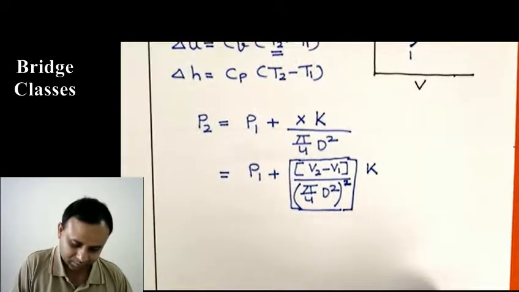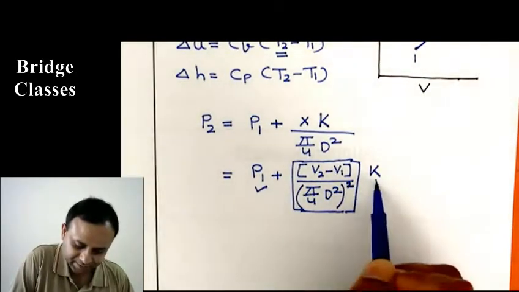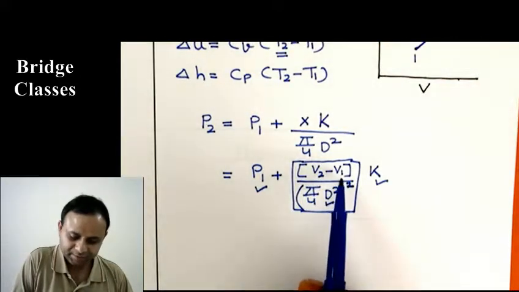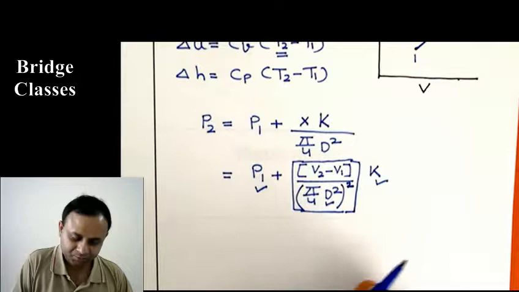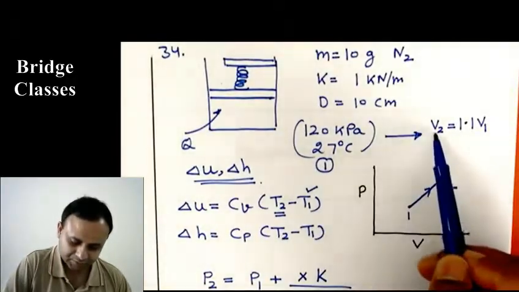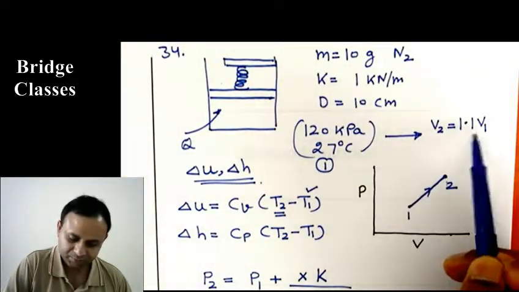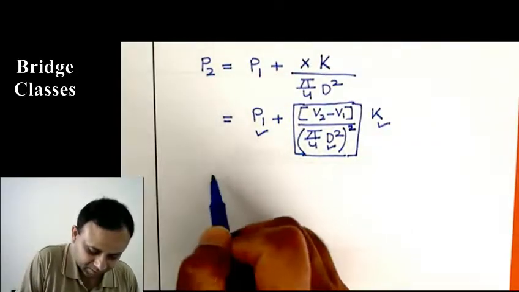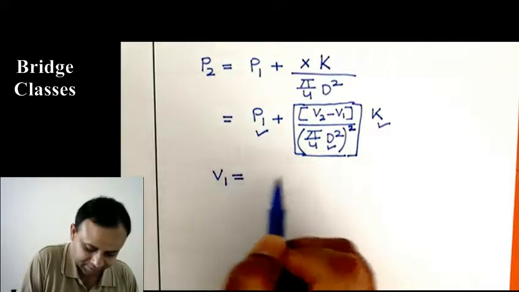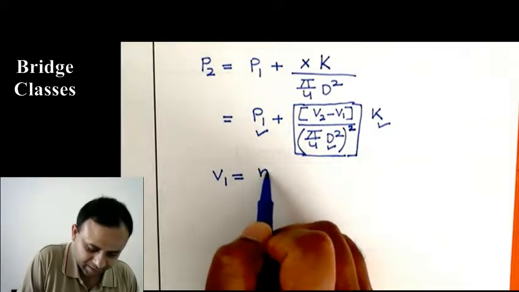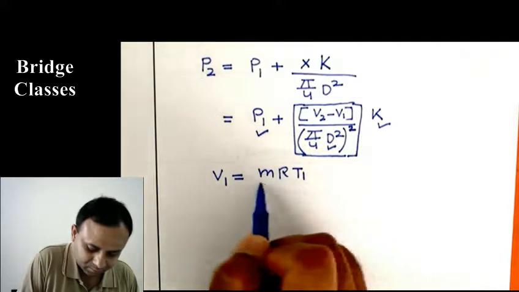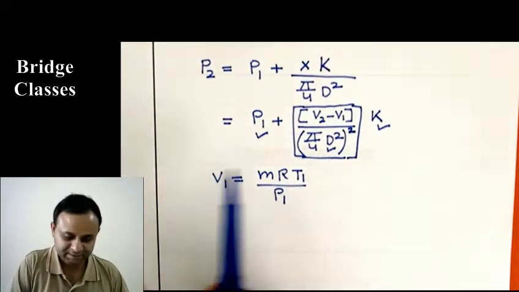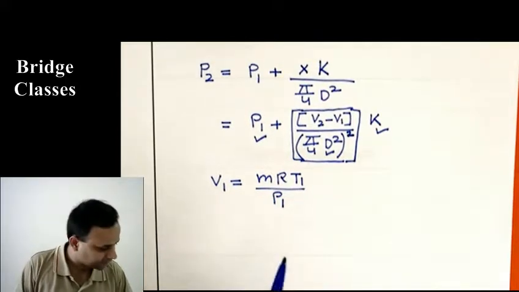Okay. Now see, P1 is given, K is given, diameter is given. V2 minus V1 is 0.1 V1 because V2 is 1.1 V1. So V2 minus V1 is 0.1 V1. We need V1, and V1 we can get based on the ideal gas law. V1 will be mRT1 over P1, and all these numbers are given. Okay, so we just have to substitute numbers here.